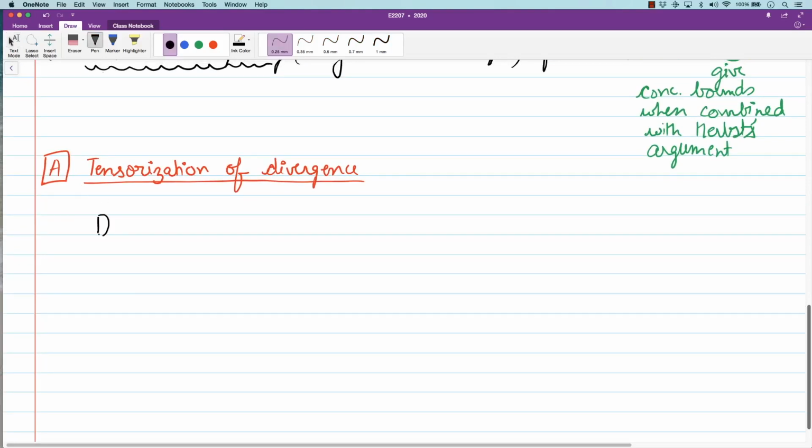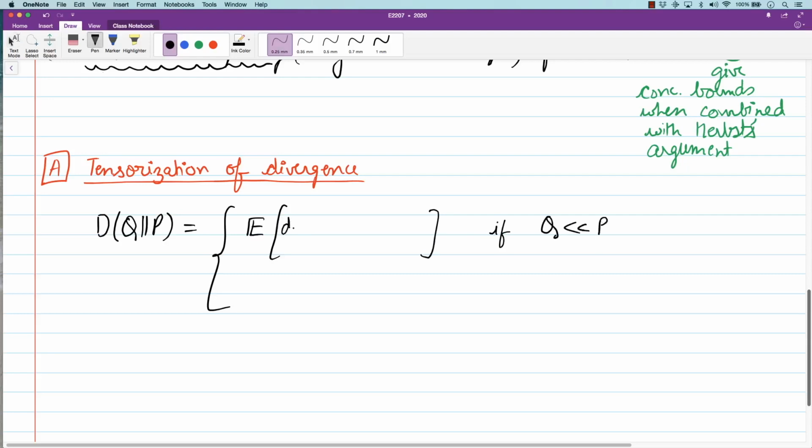So recall that D(Q||P) is defined as the expected value, if Q has a density with respect to P, and this density is denoted by dQ/dP, then it's defined as the expected value of dQ/dP log dQ/dP, with the expectation with respect to P. Otherwise it is, let's say, infinite. That's how this is defined.